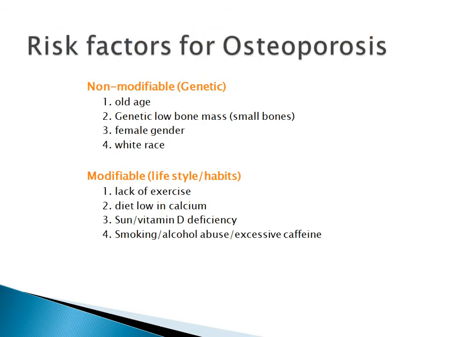Risk factors for osteoporosis include those that you can do nothing about, the non-modifiable, or those that you can change. Things that you have no influence over: the age, genetics, your gender, your race. But there are things you can change, and that's the exercise, your diet, calcium, exposure to sun, and smoking and alcohol abuse.